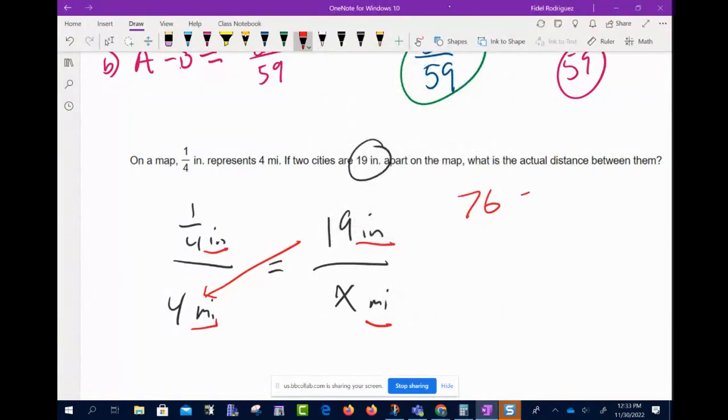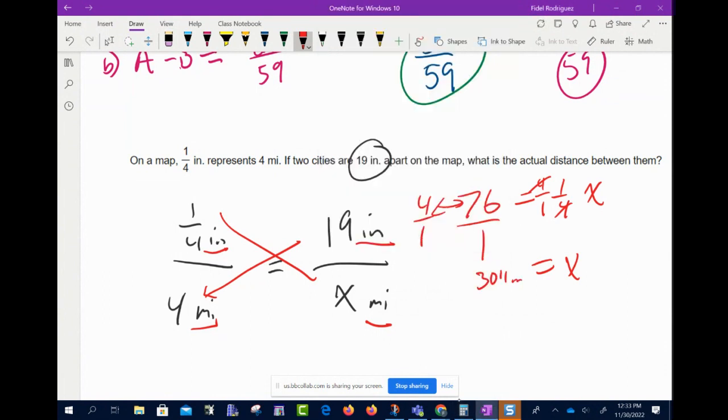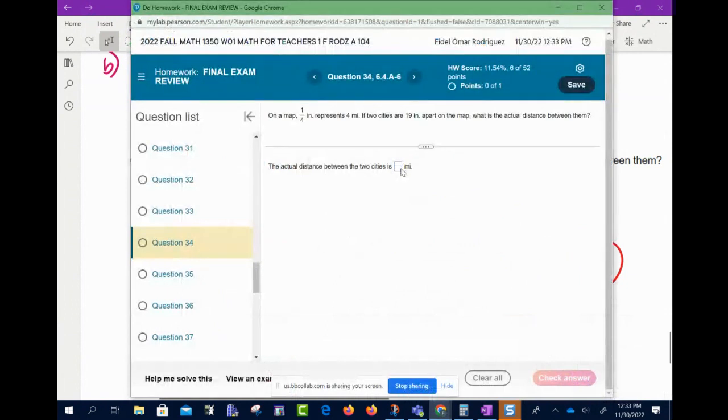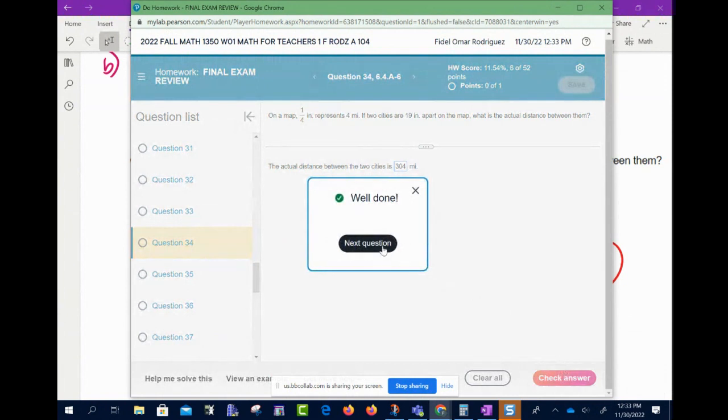76. Okay, so we got 76 is equal to 1/4 x. If I'm trying to solve for x, the way I get rid of my fraction is I multiply by the reciprocal. Okay, so that 4 and that 4 can cancel. And I'm really just taking 4 times 76. So if I do that times 4, that's going to give me 304. Again, these are miles. So right here, y'all, I'm going to write in 304. And we got it.